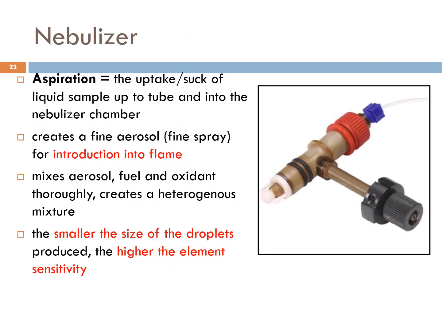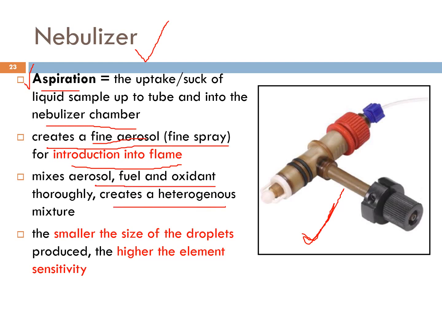Okay, now nebulizer. Okay, the aspiration process akan berlaku dalam nebulizer. Okay, ni structure gambar nebulizer ni. Okay, the aspiration is the uptake or suck of the liquid sample up the tube and into the nebulizer chamber. So, nebulization process in nebulizer akan create a fine aerosol ataupun fine spray for introduction into the flame. So, apa yang berlaku dalam nebulizer, aspiration process akan berlaku in order to create a fine aerosol. And also dalam nebulizer, dia akan mix aerosol, fuel and oxidant thoroughly, which creates a heterogeneous mixture.